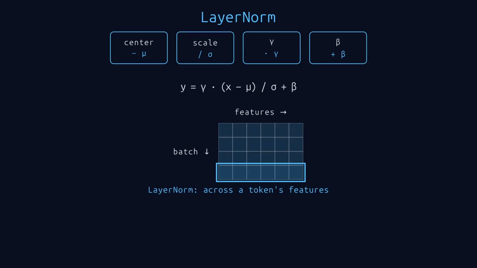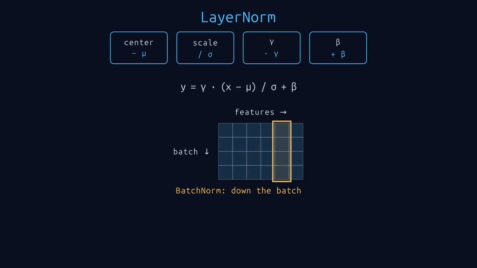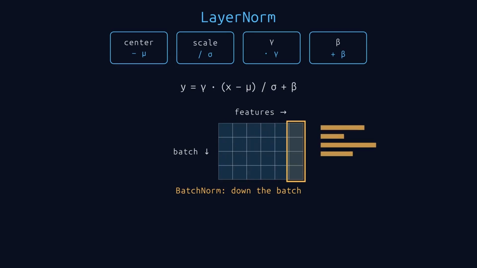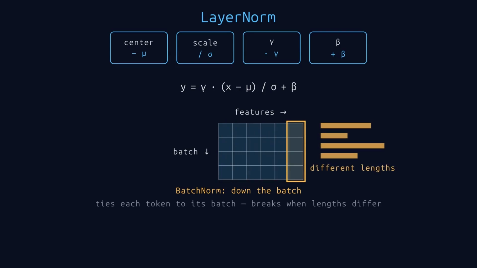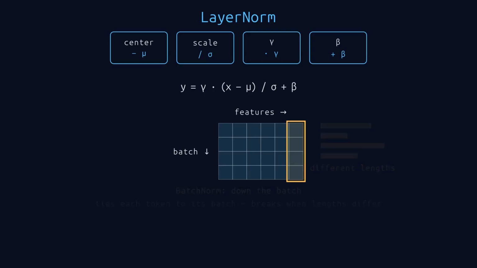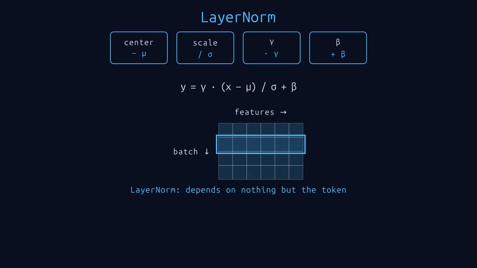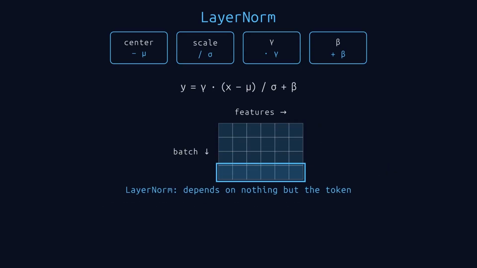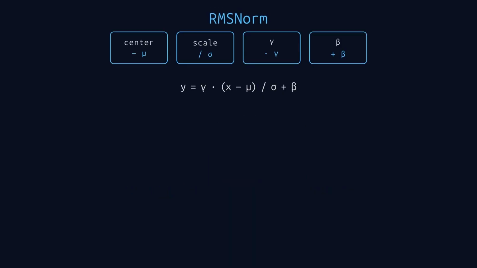BatchNorm ties each token's normalization to whatever else happens to be in the batch, and it gets awkward the moment your sequences have different lengths. LayerNorm depends on nothing but the token itself. It's batch independent, and that independence is exactly why transformers standardized on it.